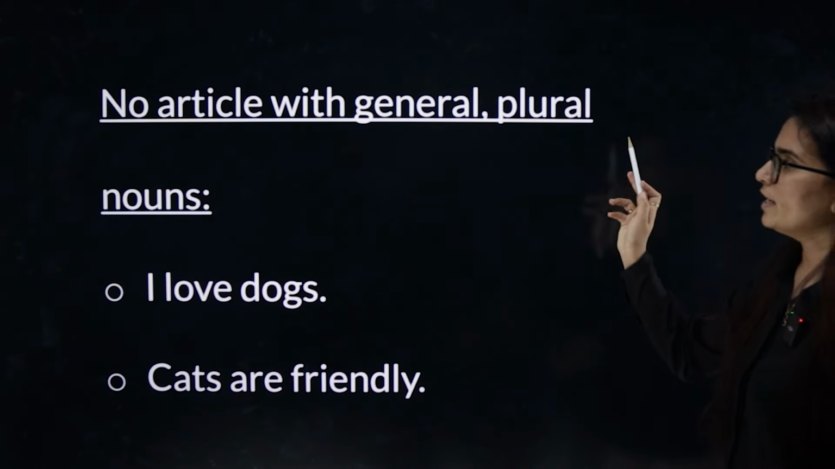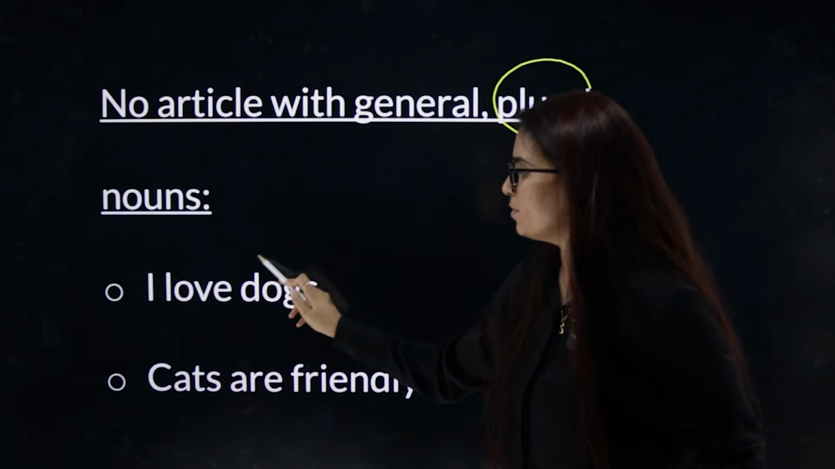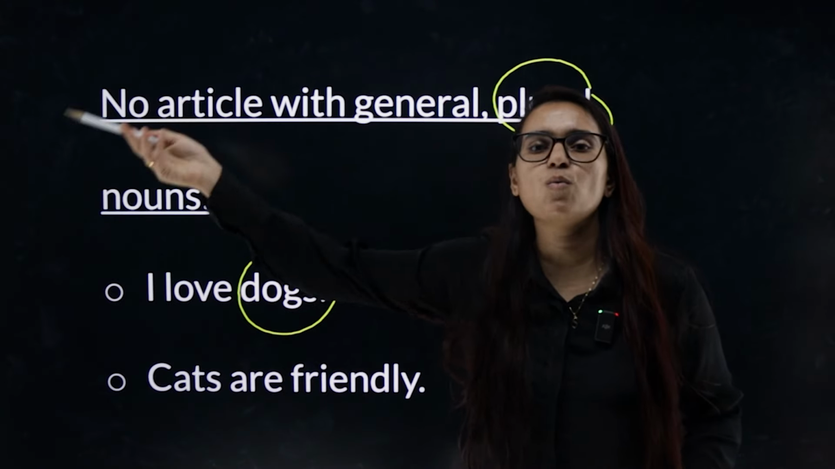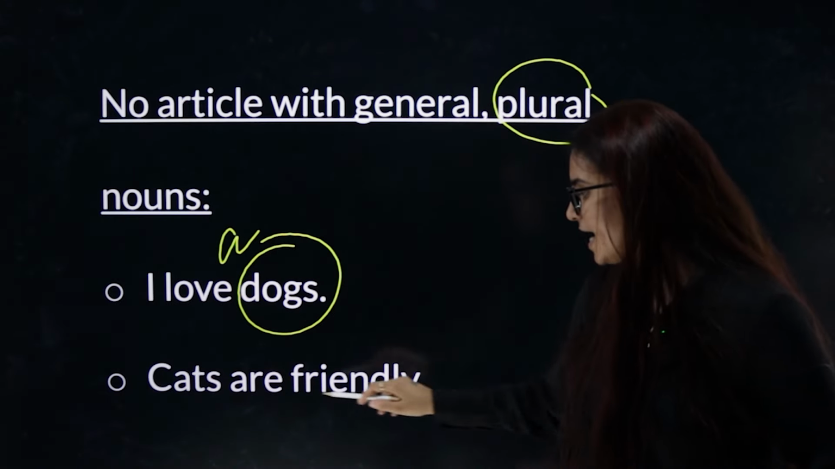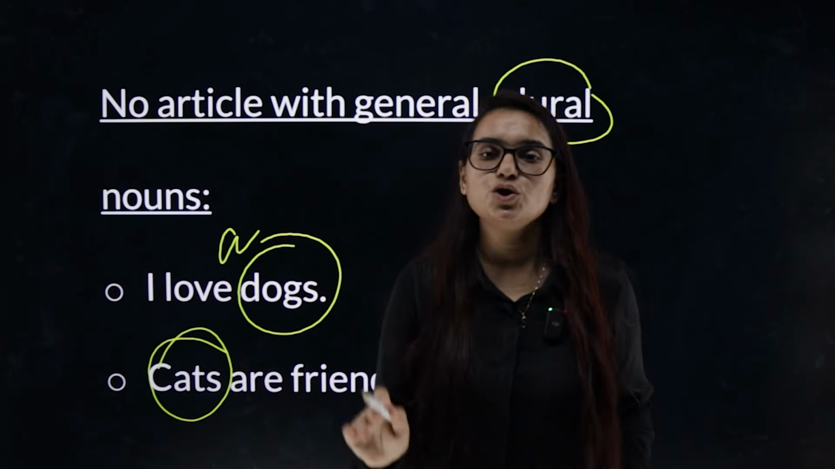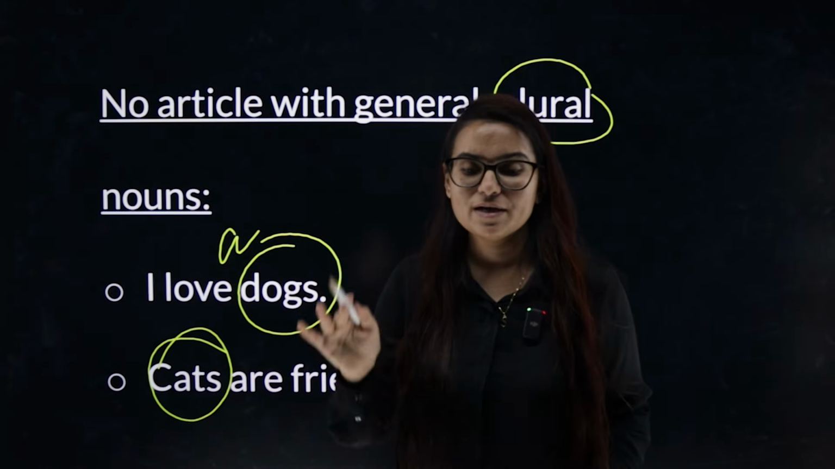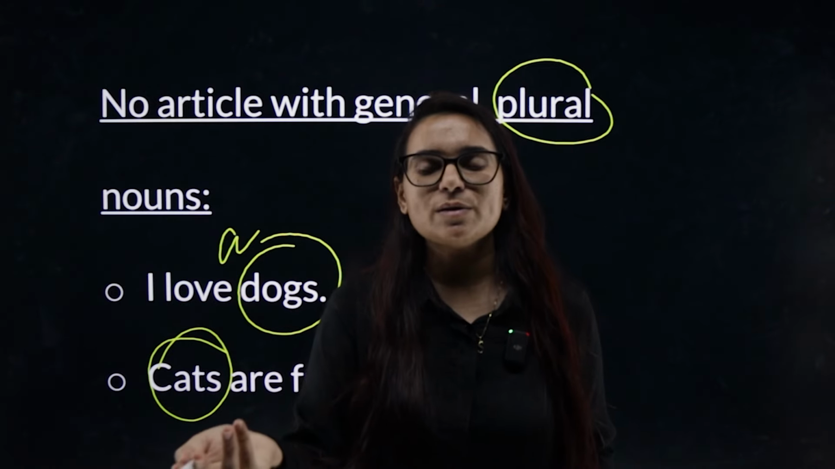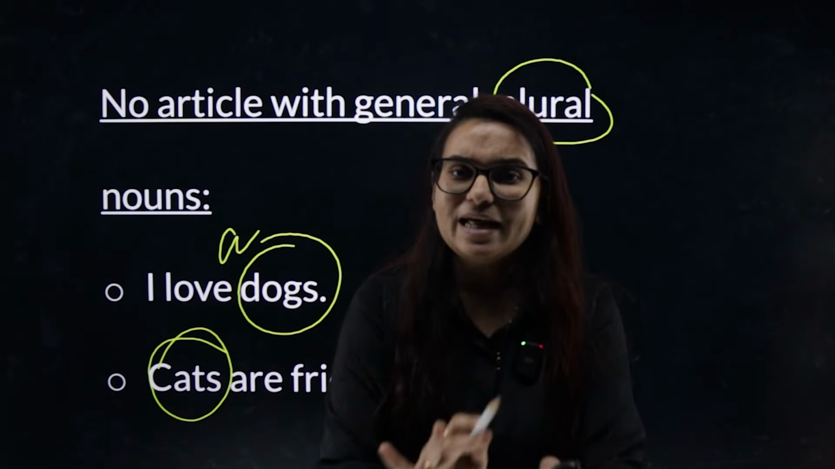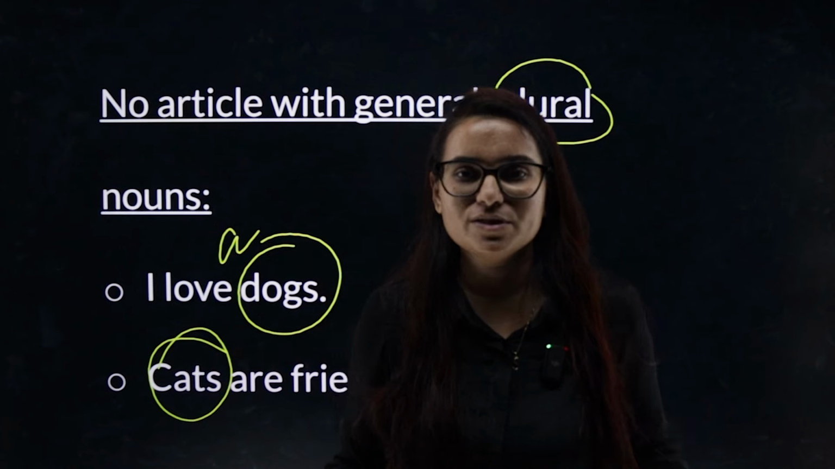Then you will not put an article in front of a plural noun. For example, dogs. It's more than one, so you will not say "a dogs." That's wrong. Cats are friendly. This is plural. You will not put any article in front of that. I noticed a lot of times students use articles in front of something which is plural. That is the key line. That's the baseline to not make a mistake.